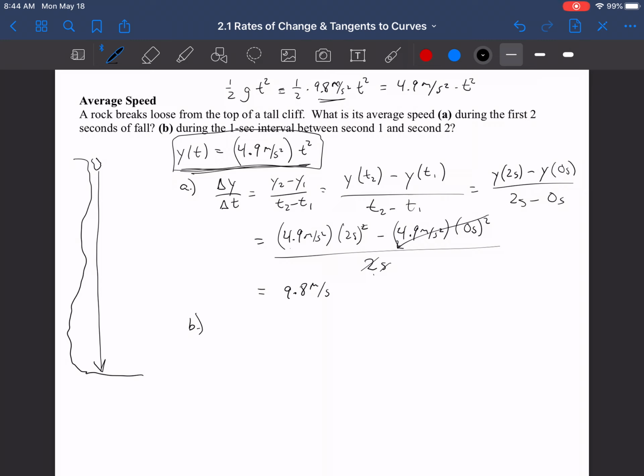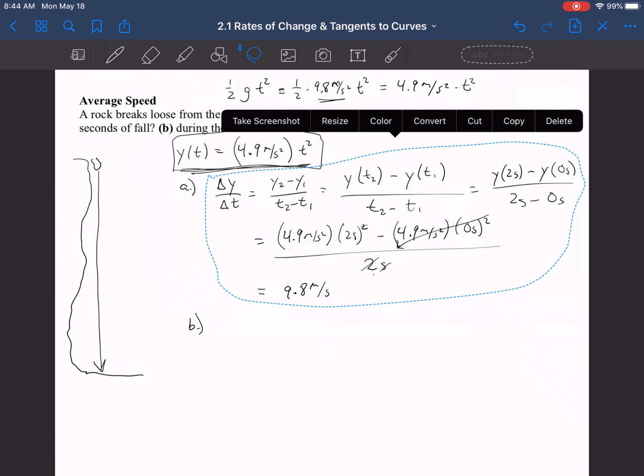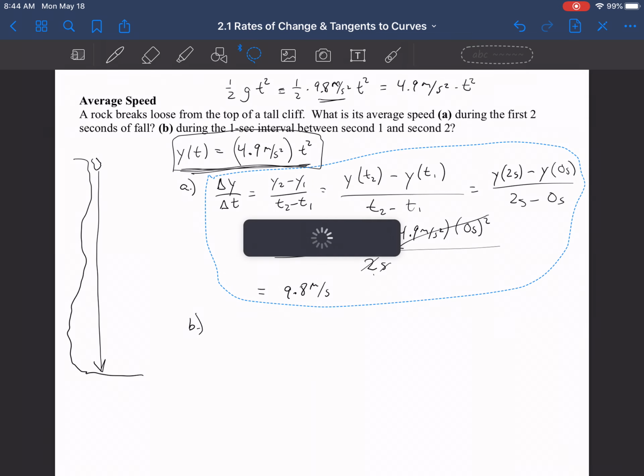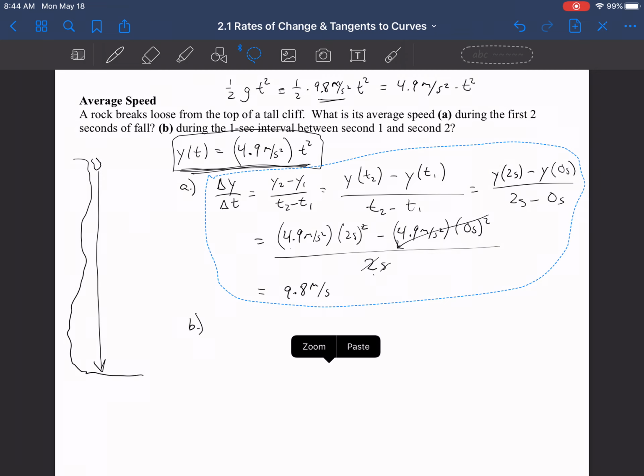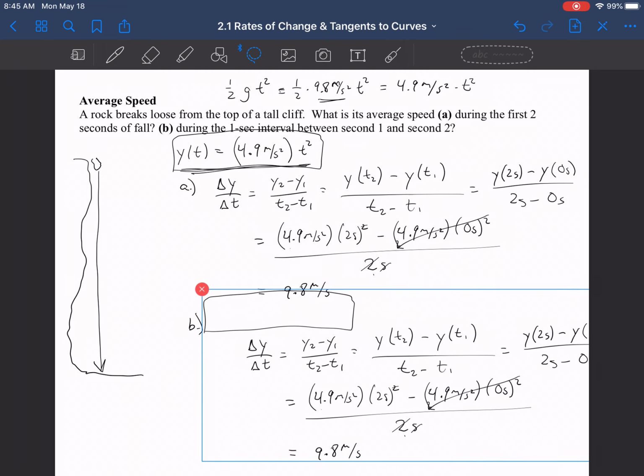For part B, it asks, what about during the interval from 1 second to 2 seconds? So essentially, we do all the same things here. I can write this whole thing out again, right? Or I could just copy all of this. So I'm going to circle it all and copy it. It's getting to be too much, but copy. Let's see if I can paste it here. Paste. Right, I'm going to put that here.